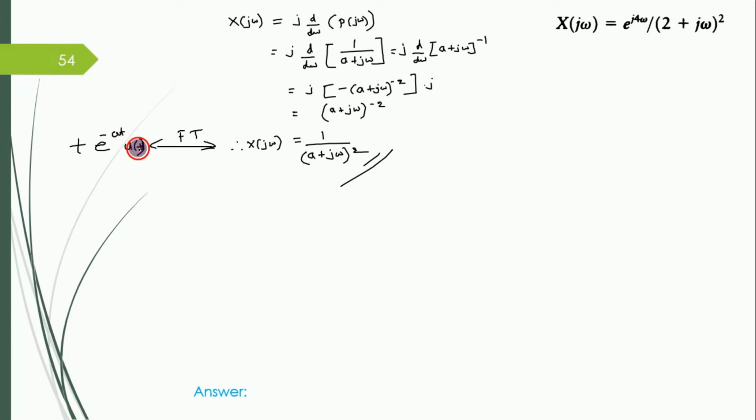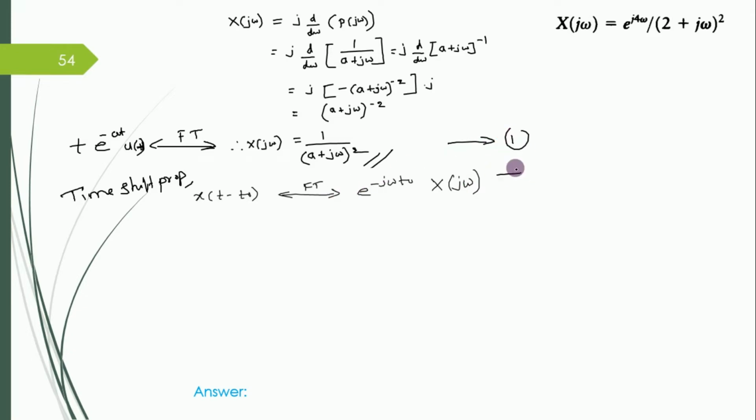Now using these things and also using the time shift property, what does the time shift property tell? x of t minus t naught, its FT pair is as follows. Whenever you take a time shift in the time domain, it introduces an exponential component e raised to minus j omega t naught, whatever the amount of t naught is, into capital X of j omega, that Fourier transform. Using these two things, 1 and 2, we solve this problem.